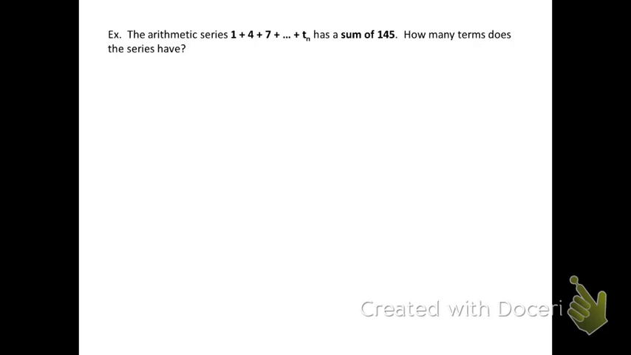Okay, the arithmetic series 1 plus 4 plus 7 plus, all the way up to term n, has a sum of 145. How many terms does the series have? Well, we know that it's arithmetic, and so that makes it really easy for us. We want to first capture some information. So we know a is 1. We know that the difference is 3. And we have a couple of formulas for the sum of an arithmetic sequence. But the second equation that we have means that we know the first and last term, and we don't know that, so the only one we can do is this one.